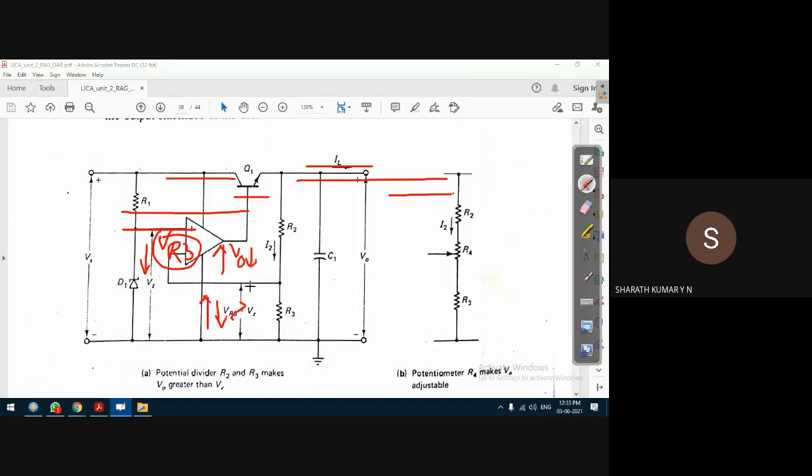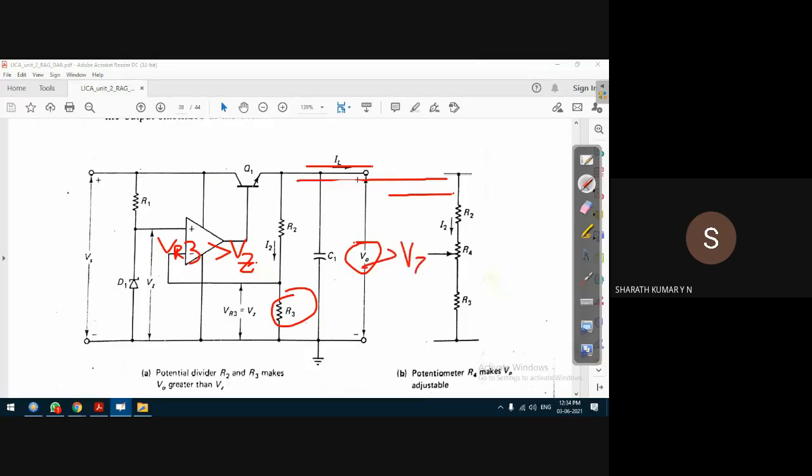That means the op-amp will make sure that the output voltage is such that the inverting input voltage remains equal to VR3, which is greater than Vz because we always have a non-inverting configuration, so that this output V0 is always greater than Vz. That's how it is maintained.